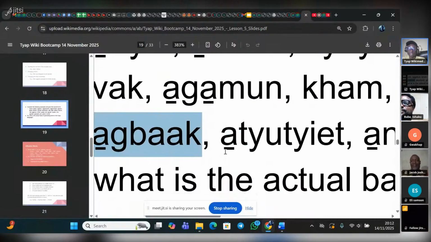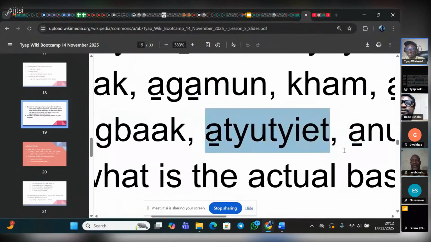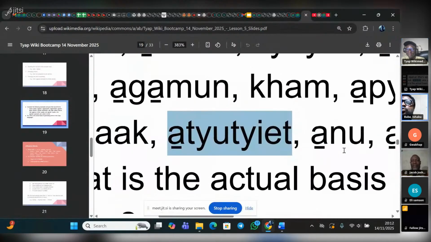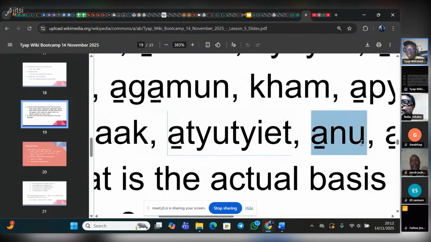Then this next word. Otutie. Otutiedu. Then the plural form. Anyitiegba. And that's it. Then this next word.